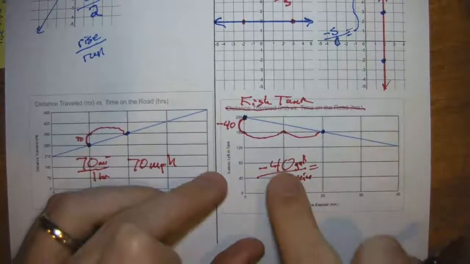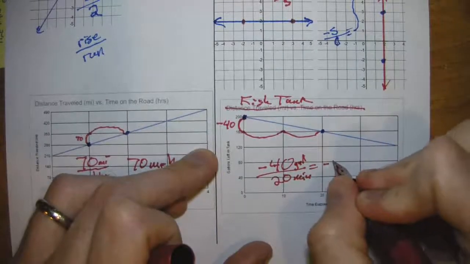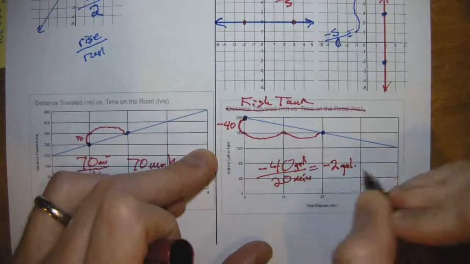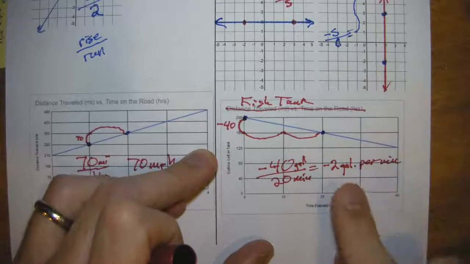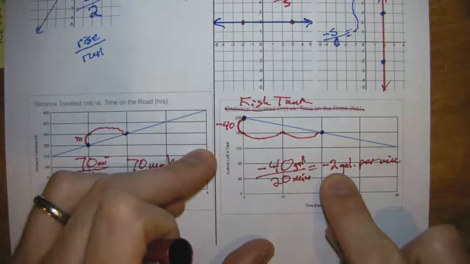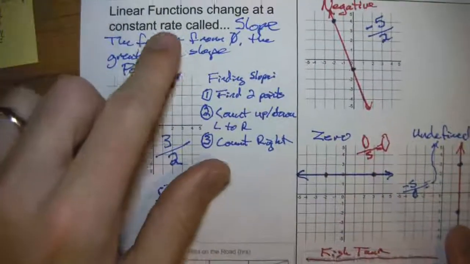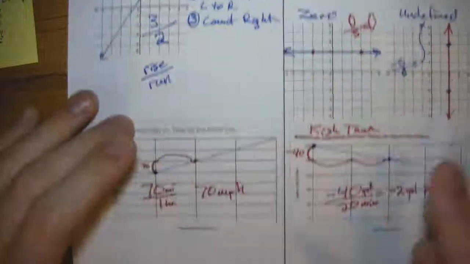All right, we could rewrite that. 40 divided by 20 is 2. So negative 2 gallons per minute. So in other words, after we pulled the plug on this fish tank, we lost 2 gallons every minute. So notice in the real world, our slope, as we're calling it, our constant rate of change, has a meaning, right?